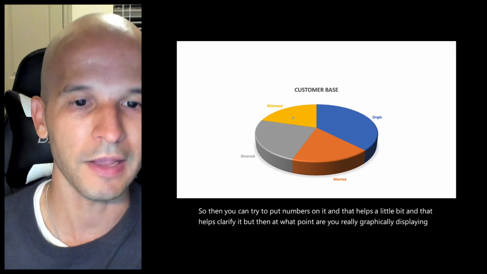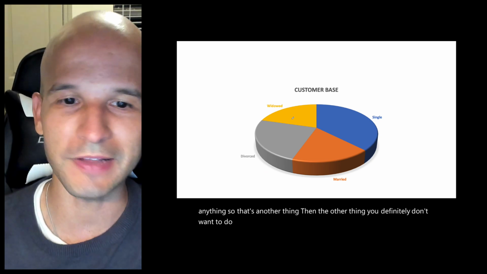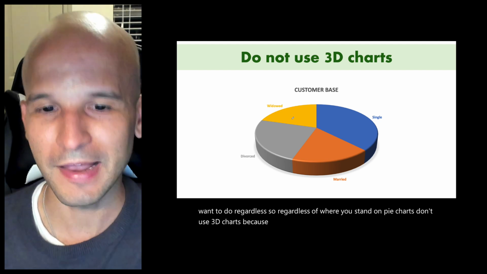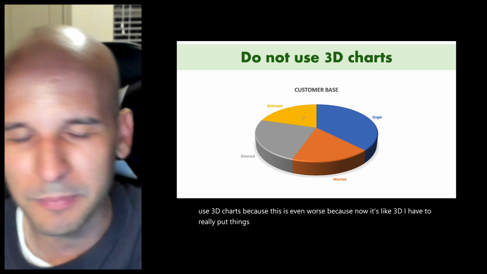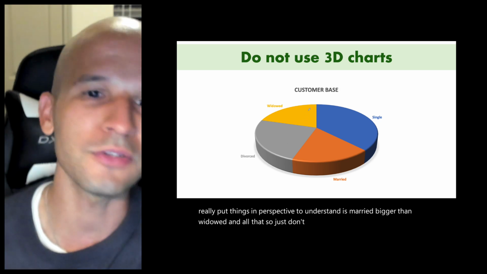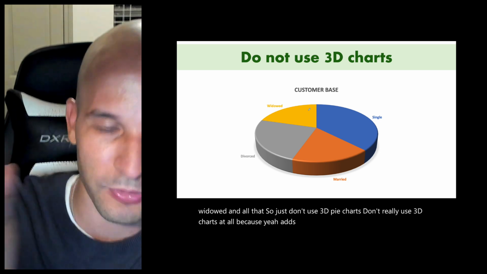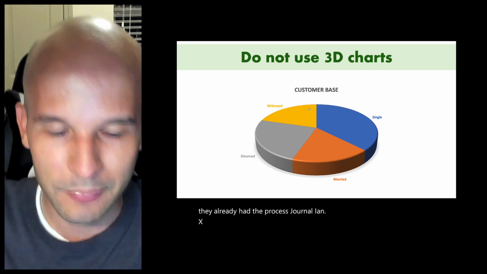So that's another thing. Then the other thing you definitely don't want to do, regardless of where you stand on pie charts, is use 3D charts, because this is even worse. Because now it's 3D, I have to really put things in perspective to understand is married bigger than widowed and all that. So just don't use 3D pie charts. Don't really use 3D charts at all, because it adds another axis that people have to process. They already have to process generally an X and a Y axis, with the exception of pie charts.